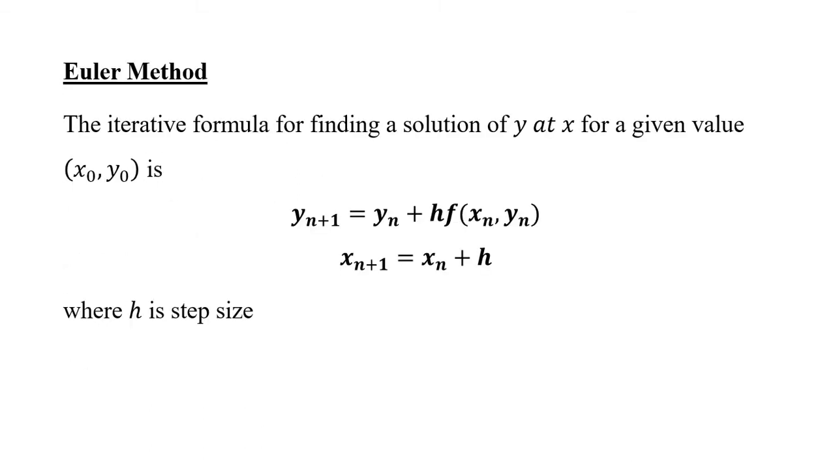The iterative formula for finding the solution of y at x for a given value of x0, y0 is y(n+1) equal to yn plus h into f of xn, yn. And this formula is derived from the Taylor series approximation of two variables. And x(n+1) is obtained by adding h to the previous value. So x(n+1) is xn plus h, where h is the step size.